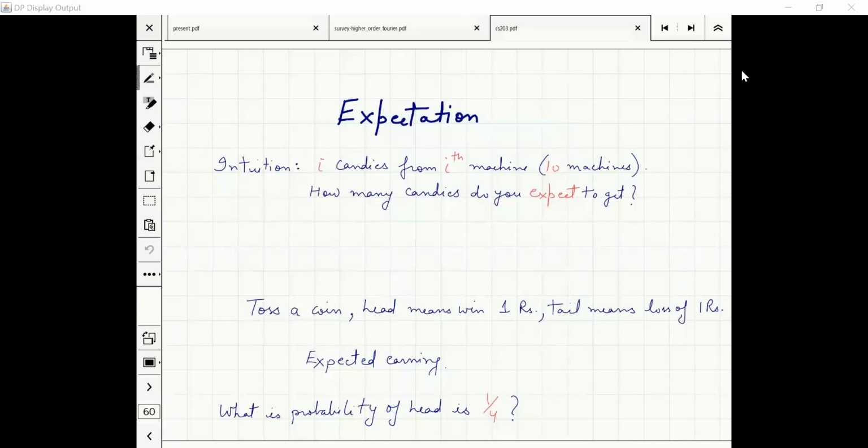What does it mean? For example, let's say there is a random experiment where there are 10 machines and the ith machine gives i candies. You randomly pick one machine. You don't know which one is the ith machine. You pick one machine at random, and if it is the ith machine, then you get i candies. How many candies do you expect to get?